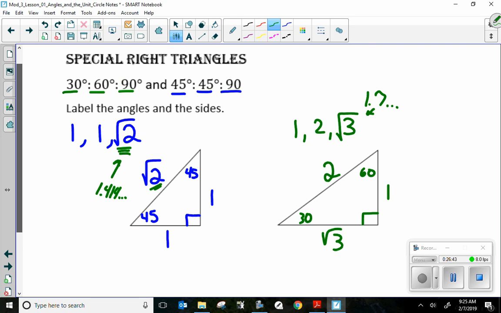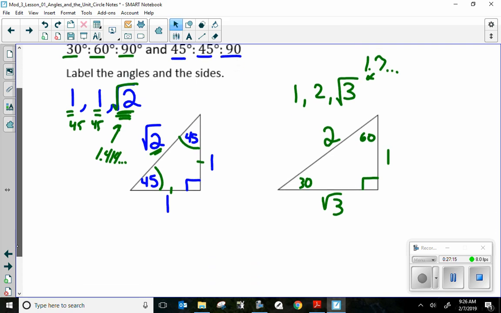All right? So if I think 1, 1, radical 2, and I know 1, 2, radical 3, oh, but which one's which? Remember, if two angles are the same here, then the two sides should be the same here. Okay, so your 1, 1, radical 2 should be your 45, 45, 90. Your 1, radical 3, 2, well, that's your 30, 60, 90. So, how are these important?